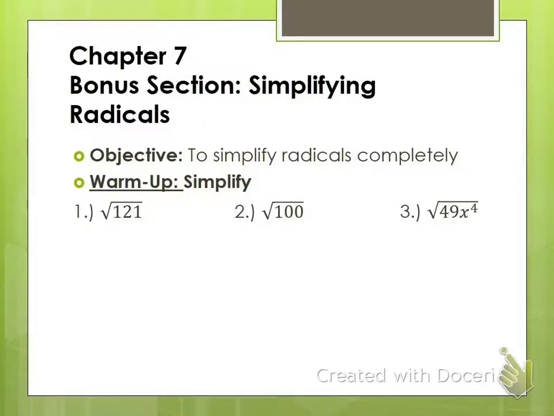The square root of 121 is 11. The square root of 100 is 10. And the square root of 49x to the fourth is 7x squared. Beautiful. So remember, when we square root an exponent, we cut it in half. It's not necessarily taking the square root of 4. It was taking 4 divided by 2. Coincidentally, it is the same number.